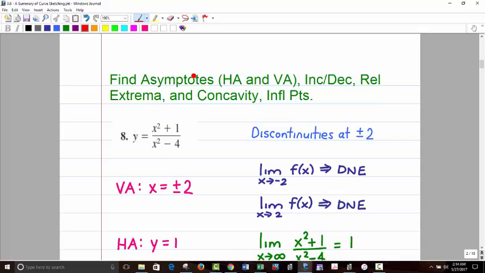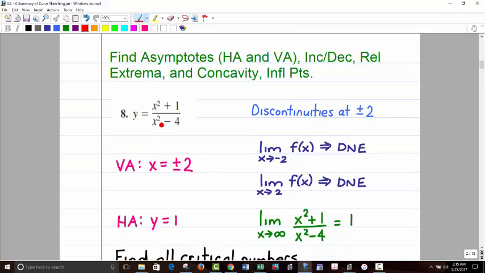The rule is if they share a factor, another way you can think of it, if it makes the bottom 0 and the top 0, it would not be a vertical asymptote. That's probably the easiest way to do it. I often explain it as saying if they share a factor, like this has x minus 2, x plus 2, which the numerator would not factor. So in this case, that means both of those discontinuities are vertical asymptotes.